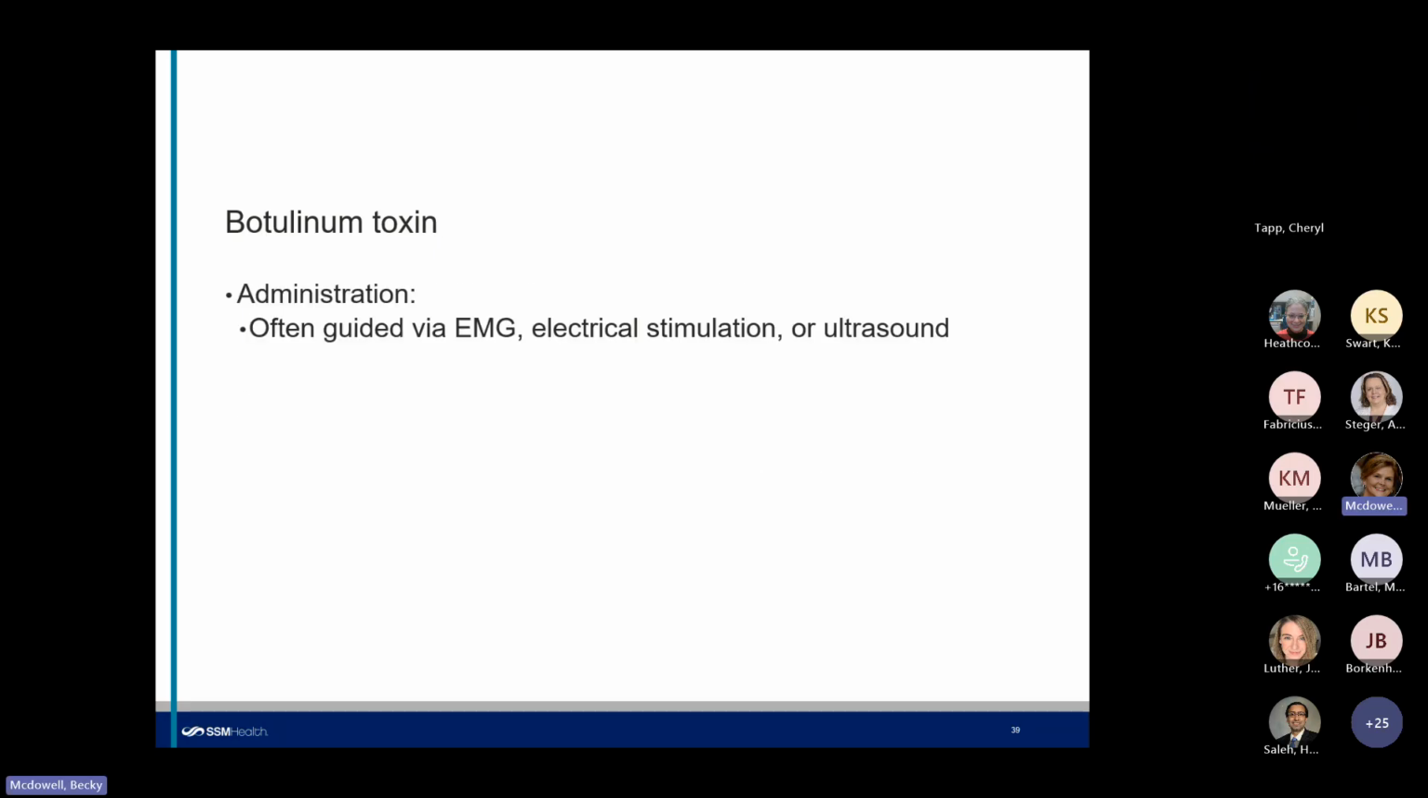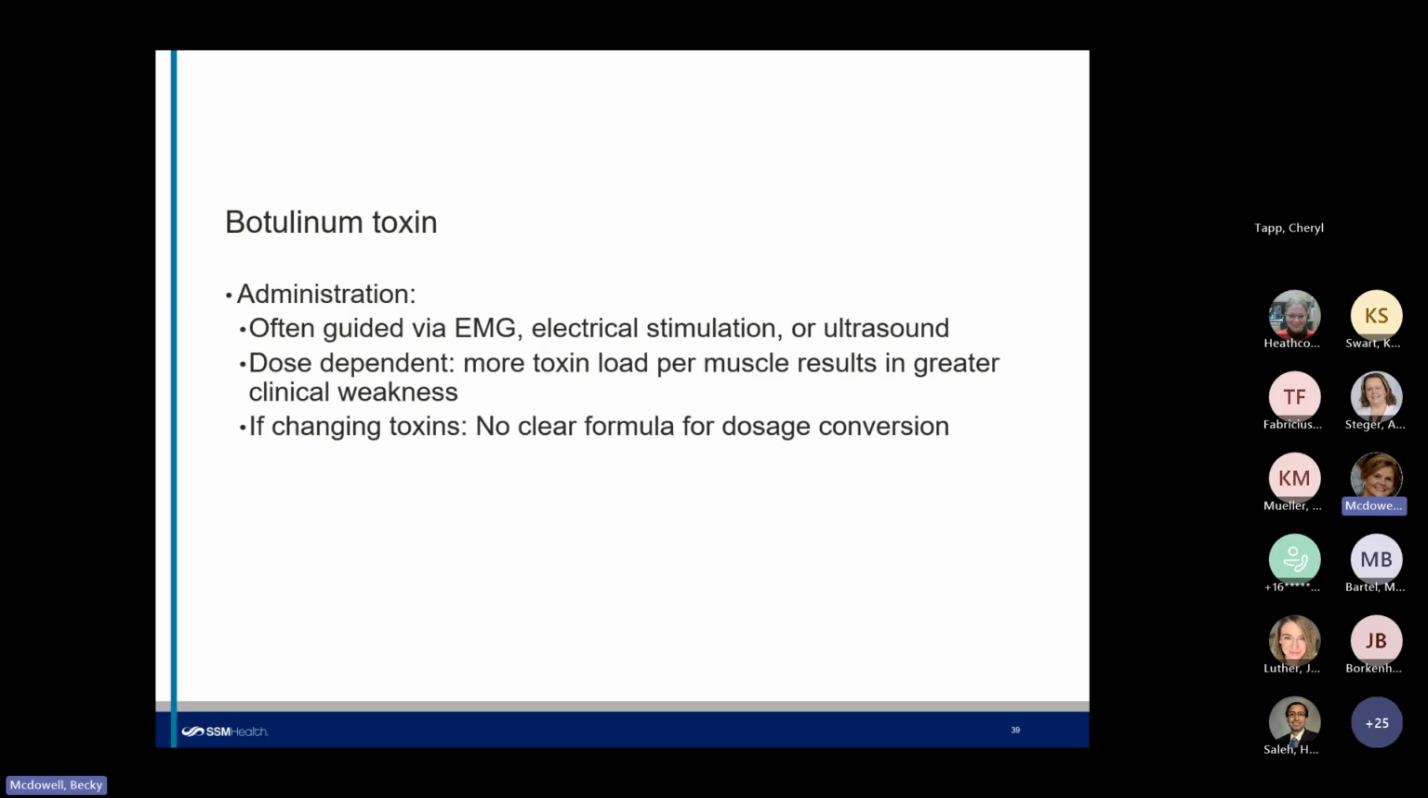For administration of botulinum toxins, we often use EMG guidance, electrical stimulation, or ultrasound guidance. It's dose dependent. Therefore, if you give a larger dose of botulinum toxin into a muscle, you see greater clinical weakness. And if you are using one type of botulinum toxin and decide to switch to another one, there is no clear conversion between the two types of botulinum toxins.